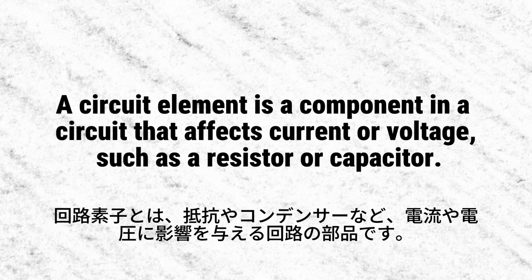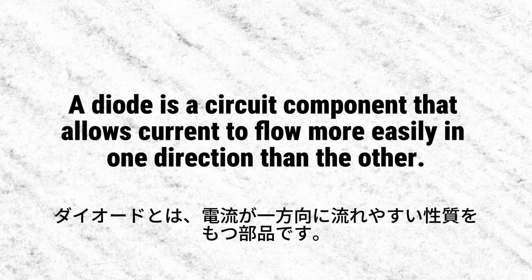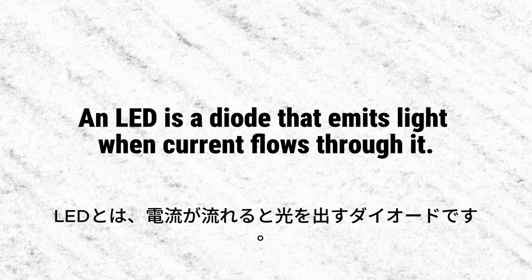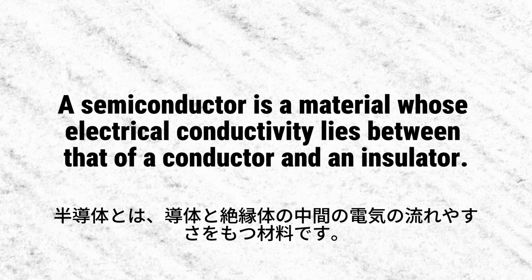A circuit element is a component in a circuit that affects current or voltage, such as a resistor or capacitor. A diode is a circuit component that allows current to flow more easily in one direction than the other. An LED is a diode that emits light when current flows through it. A semiconductor is a material whose electrical conductivity lies between that of a conductor and an insulator.